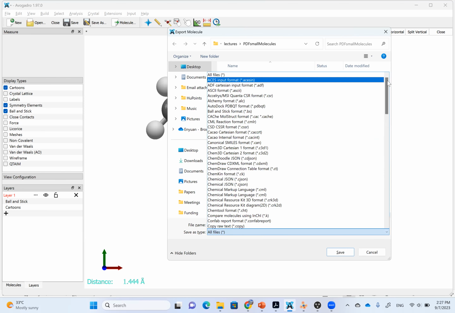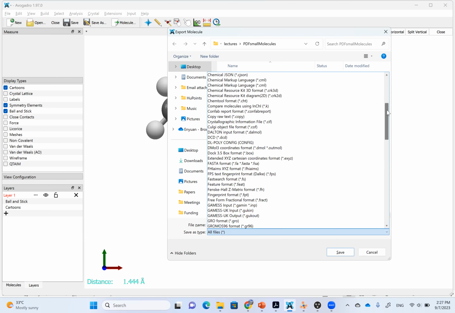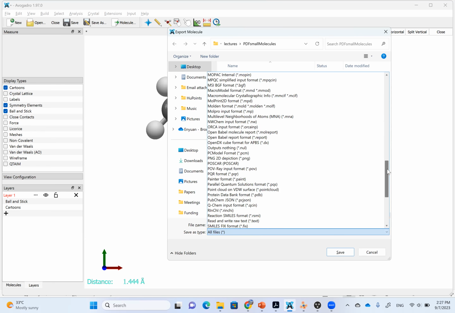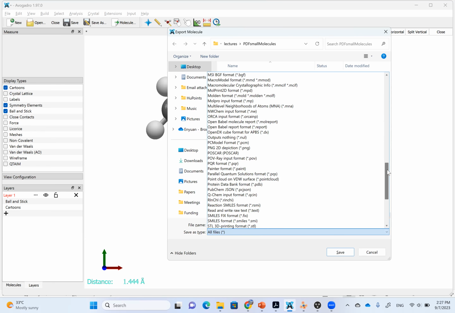And you see Avogadro provides so many types of formats. Let's go to the protein database. Yeah, protein data bank format, PDB. So this is something that can be recognized by Vesta.